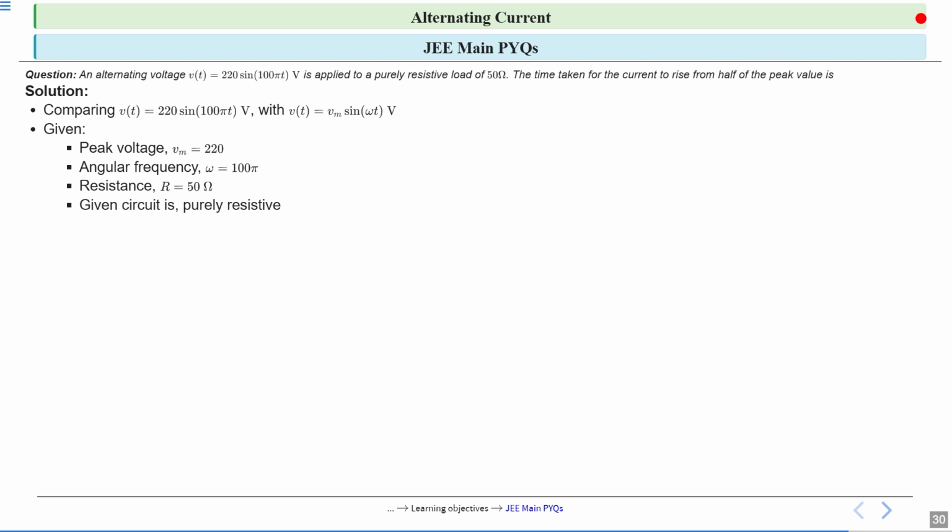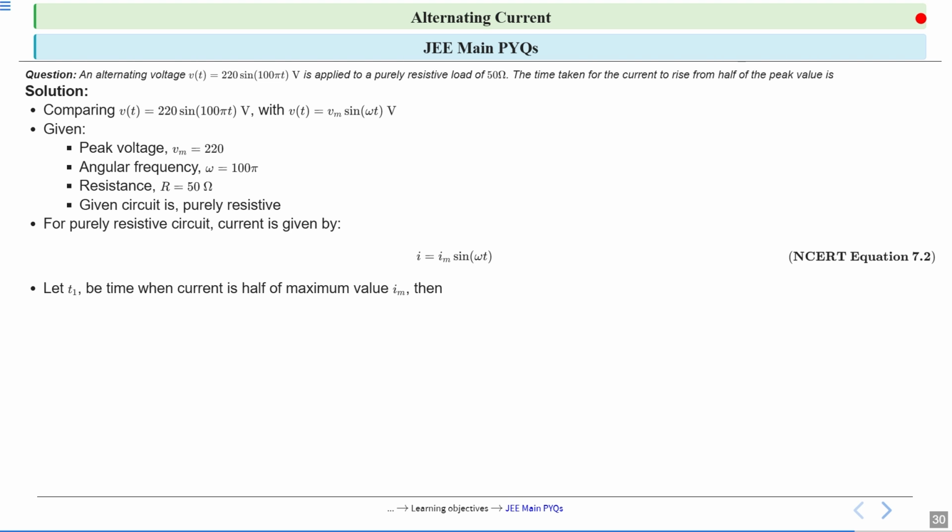Given circuit is purely resistive. It is given in the question that it is purely resistive. It is connected to a purely resistive load of 50 ohm. So for a purely resistive circuit, current is given by I equal to Im sin omega t. It is in phase with the voltage according to NCERT equation 7.2.